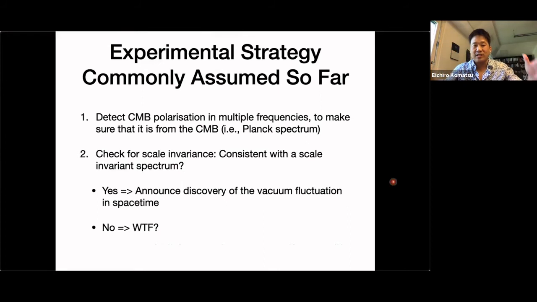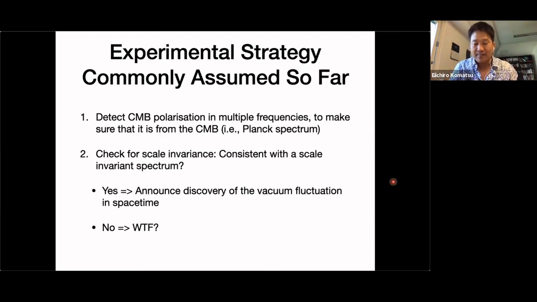The experimental strategy commonly assumed so far: you detect CMB polarization in multiple frequencies to make sure that it is coming from the CMB. Okay? It's not dust, it's not synchrotron, it's CMB. We have 15 bands on LiteBIRD to prove that. Now you check whether the detected gravitational waves are consistent with a scale-invariant spectrum. That's expected from the quantum fluctuation in space-time. If it is consistent, you announce the discovery of the vacuum fluctuation in space-time. If not, you scratch your head. Did I do something wrong? Or whatever. That's the commonly adopted strategy.